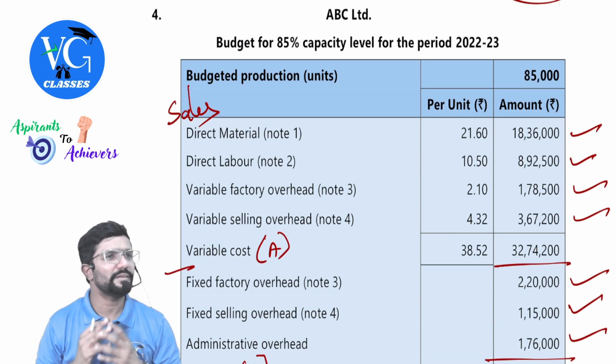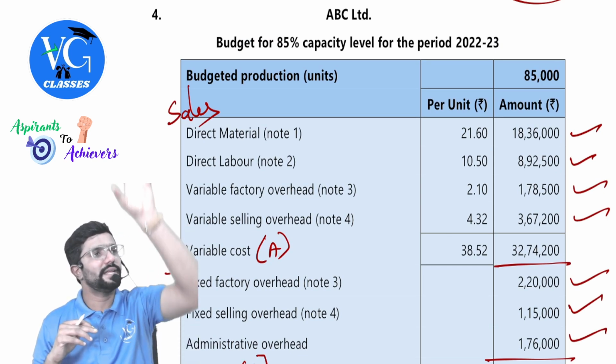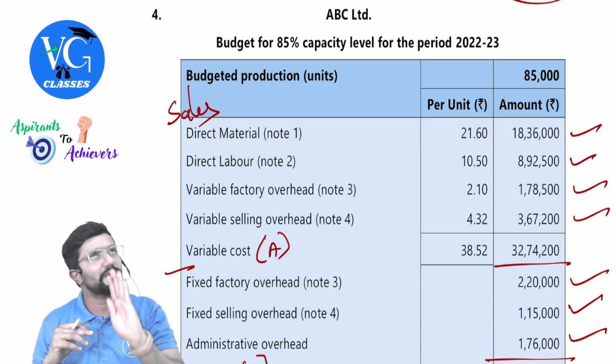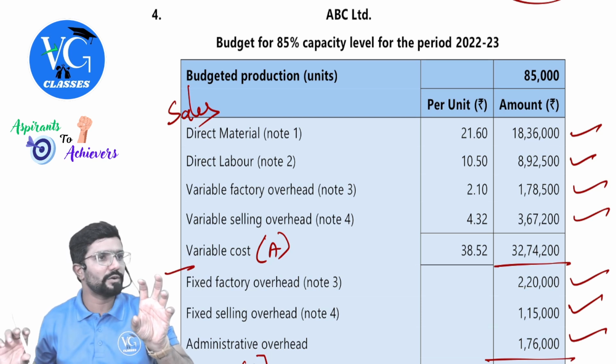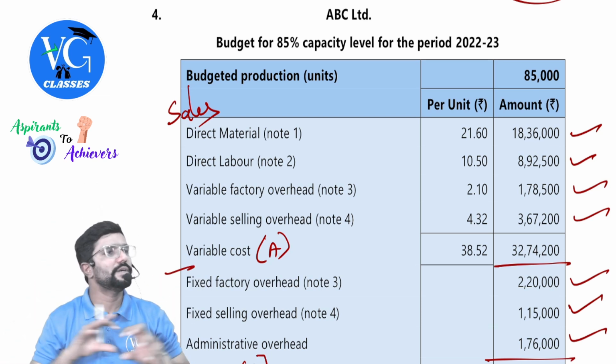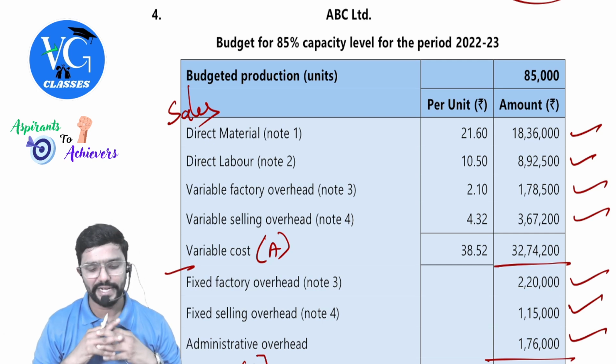In this way also it's fine, but better way is start with sales, then calculate all the variable cost. Total variable cost you reduce from sales, you will get contribution. Then show all the fixed cost, calculate total fixed cost, reduce it from contribution, you will get profit. That is a better way of presenting this.